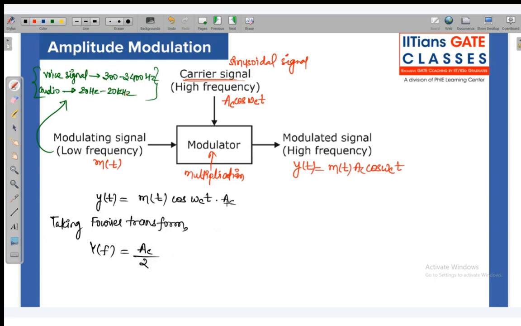Write it this way: A_C by 2, the amplitude gets halved, and the Fourier transform of the message will be shifted to the frequency of the carrier, M(f minus f_c) and M(f plus f_c). We understood this in the last class. In the demo session on signals, we discussed this shifting, that is, the delay and the advance. For now it is just understandable that this is the message, this is the output, and when we take the Fourier transform we get something like this. Now, how do you draw M(f minus f_c) and M(f plus f_c)?